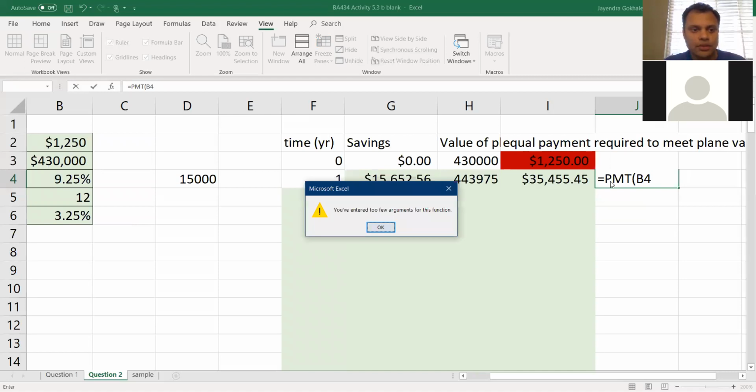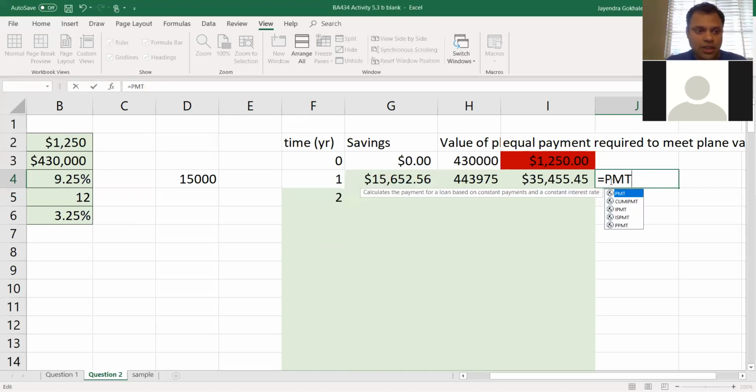Oh, sorry. It's like just me and him. He's like going through his exercise. Got it. F2. Yes. It's like an Excel exercise.